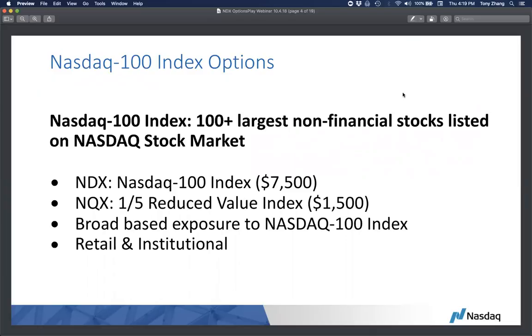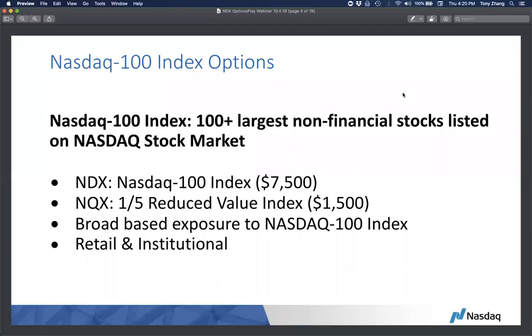And we'll go over each one and which one you should use for your portfolio. But the full Nasdaq 100 index is an index that's roughly around 7,500 at the current levels. So that's a fairly large, it's almost like trading a stock option that's currently trading at $7,500. So it's a very large notional contract.